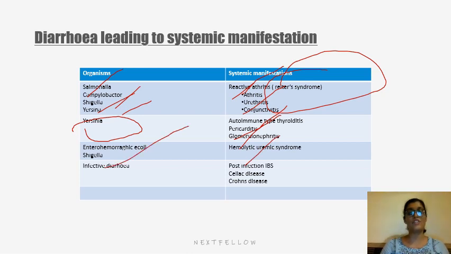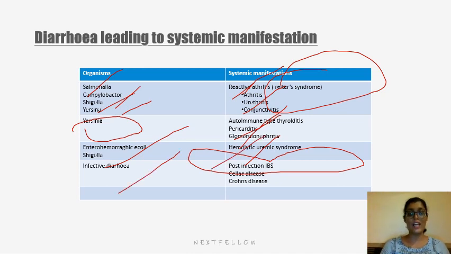Enterohemorrhagic E. coli and Shigella, post that infection, cause what we already know as HUS, hemolytic uremic syndrome, most commonly seen in the pediatric population. After infective diarrhea, the systemic manifestations would be post-infectious IBS, celiac disease, and Crohn's disease.